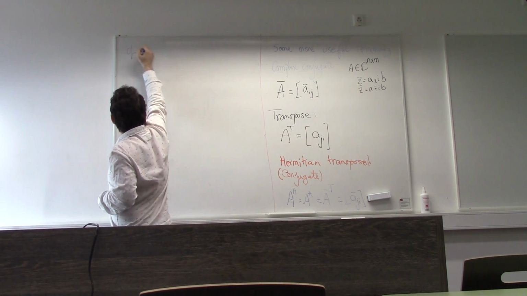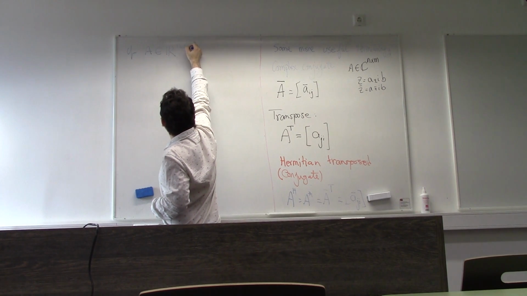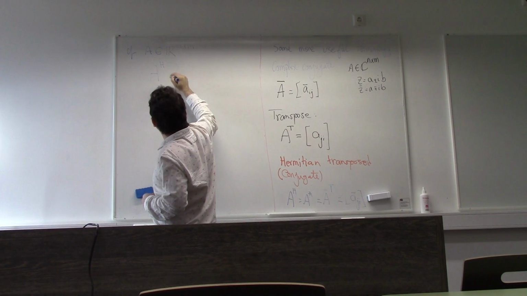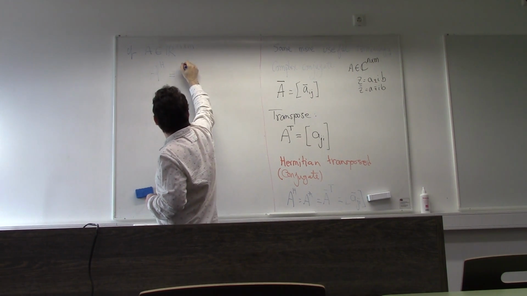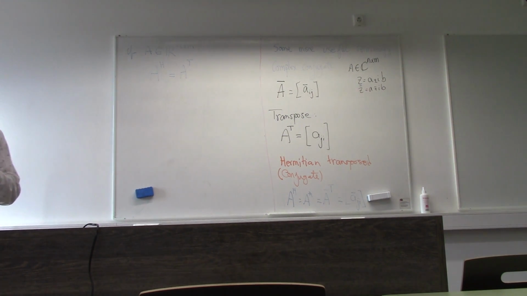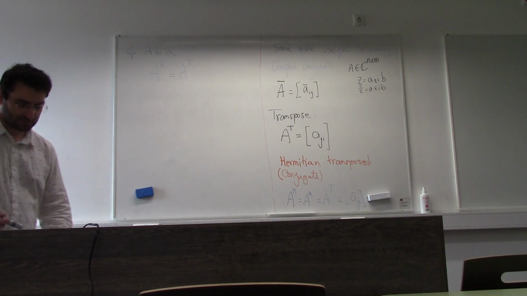If A belongs to R n by m, A Hermitian is equal to A transpose, because for a conjugate transpose, the conjugate of a real number is itself, so conjugate won't do anything, and only the transpose is affecting.